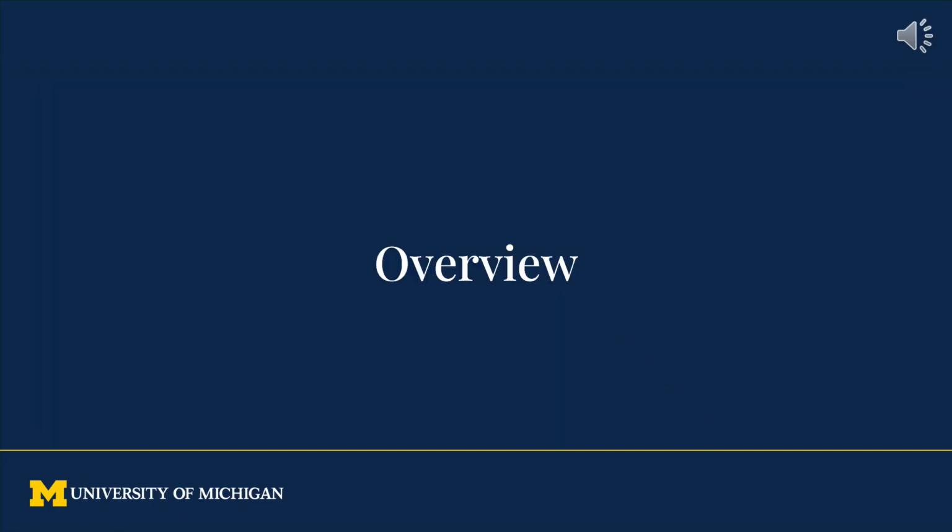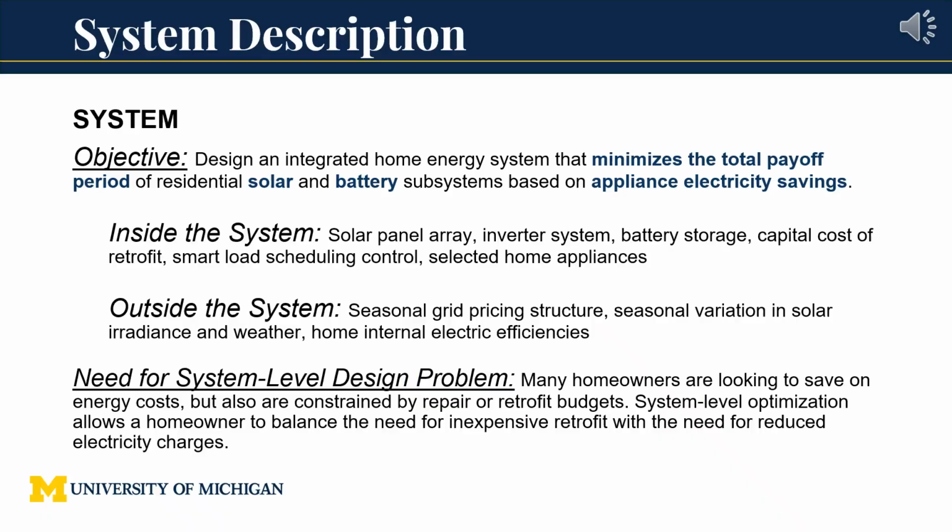We'll start with an overview of the system goals and setup. Our objective is to design an integrated energy management system to minimize the payoff period of a solar and battery subsystem installation based on appliance electricity savings. Inside the system, we include factors related to the solar panel and battery designs and home energy usage patterns. Outside the system, we've excluded factors such as seasonal and extreme weather, as they are unpredictable.